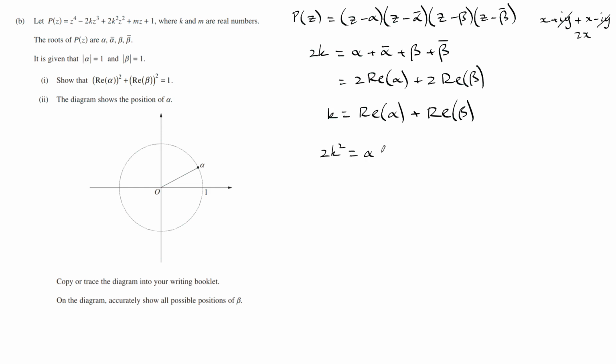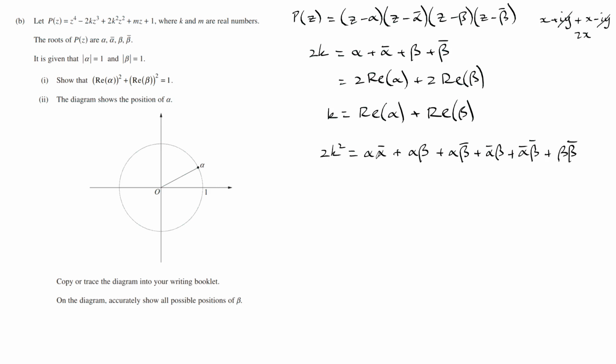So that gives you alpha bar. Yeah, and then all the other products as well. So alpha beta and alpha beta bar and alpha bar beta and alpha bar beta bar and beta bar. Okay, what can we do with that?